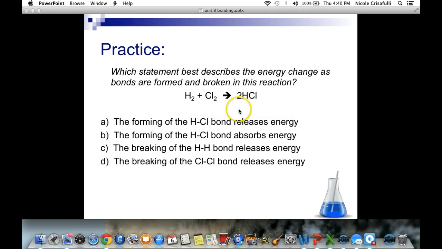What did you come up with? Like I said before, we are forming bonds, so that should get us either to A or B. So when you form a bond, energy is released. So your answer here is answer A. The forming of the HCl bond releases energy. So that would be the best way to do this.